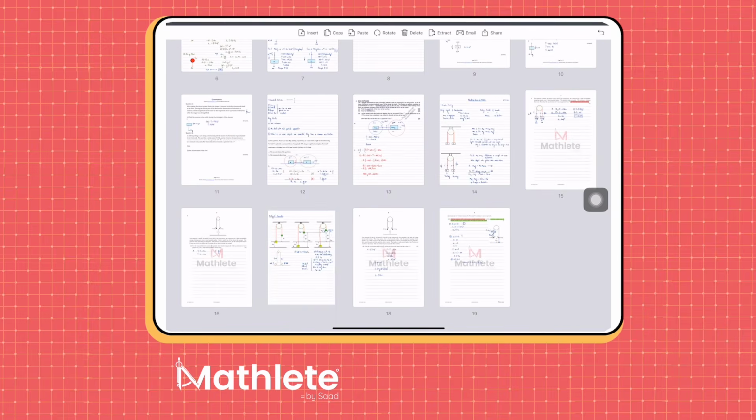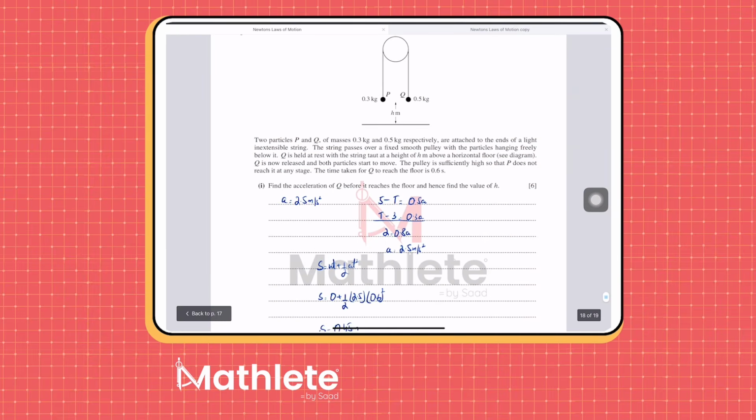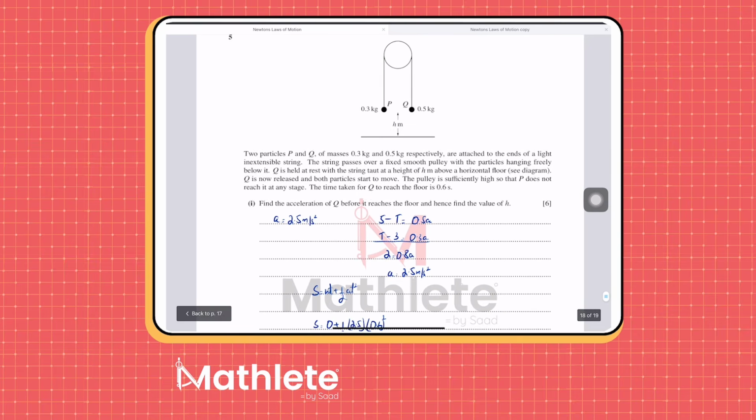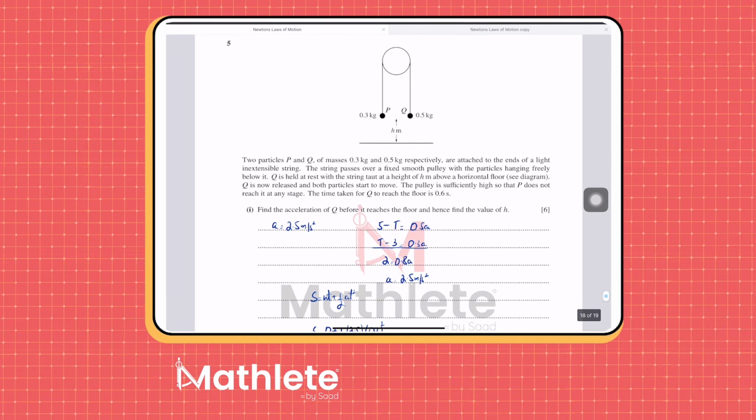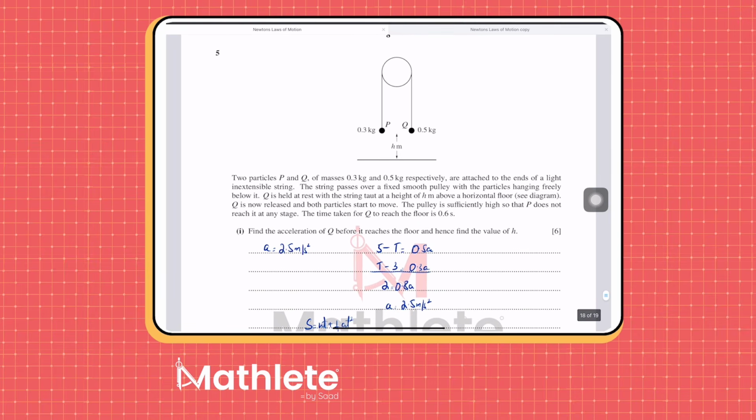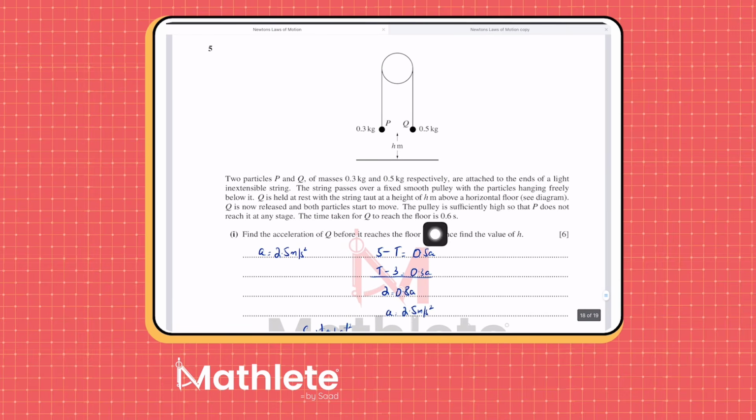Overview? Yeah, of course I can do that. Not a problem. Okay. So here's what happens. Q is now released. I'm reading from this point onwards. Q is now released and both particles start to move.